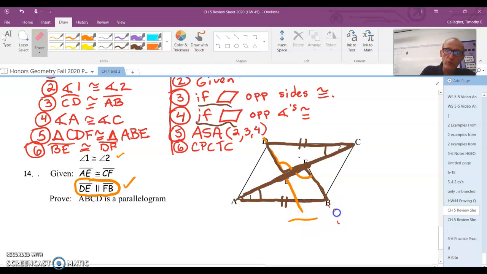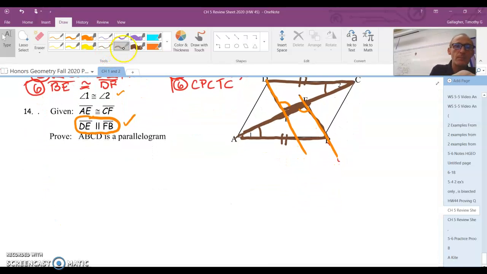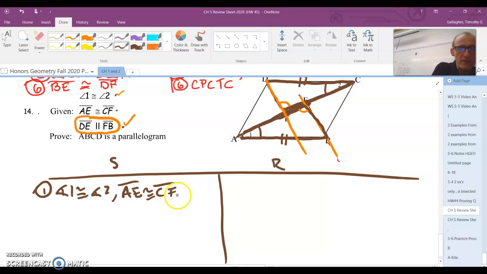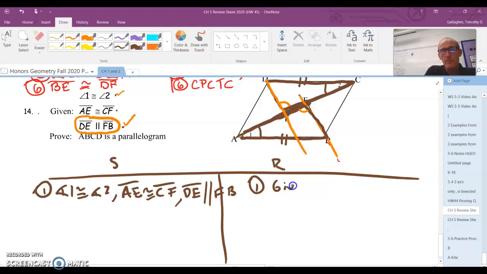So we're going to get the 2 big triangles congruent in this proof, and we're going to use those 2 parallel. We're going to use DE is parallel to BF, and then we're going to use this angle and this angle as alternate interior angles. Okay, so let's go ahead and prove that. And I'm just going to lump these three givens together, okay? So angle 1 congruent to angle 2. AE is congruent to CF. And, excuse me, DE parallel to FB. Okay? And that's given.